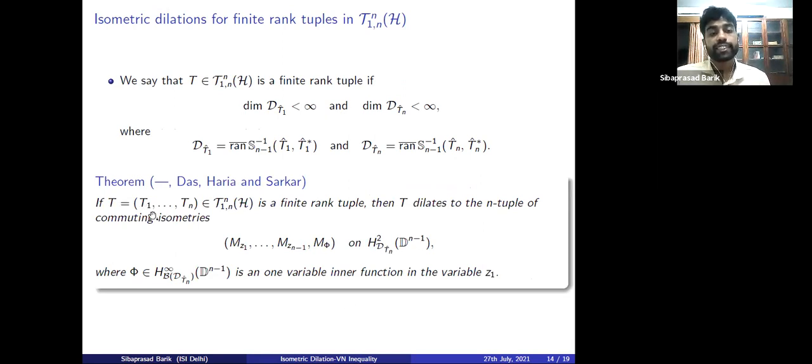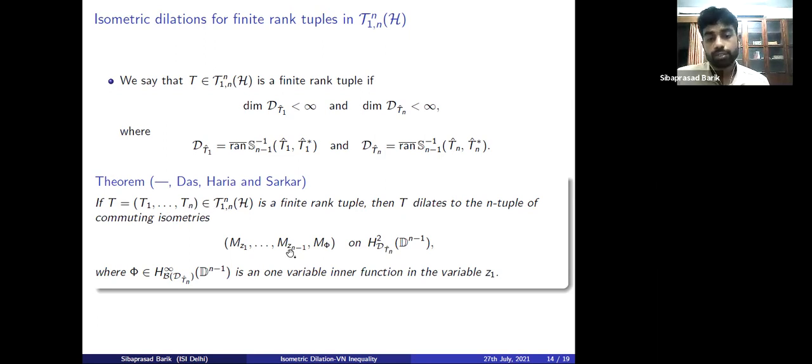Let T be a finite rank tuple in our class. Then T dilates to an n-tuple of commuting isometries on some Hardy space, where the tuple consists of Hardy shifts and some multiplication operator. Observe that the tuple T1 to Tn lies in the class tau n 1 and h. That means the first n-1 tuple satisfies Szego positivity and is pure, right? So using the Coutu-Vasilescu result, we can dilate the n-1 tuple to Hardy shifts. So now we are left with the last component Tn.